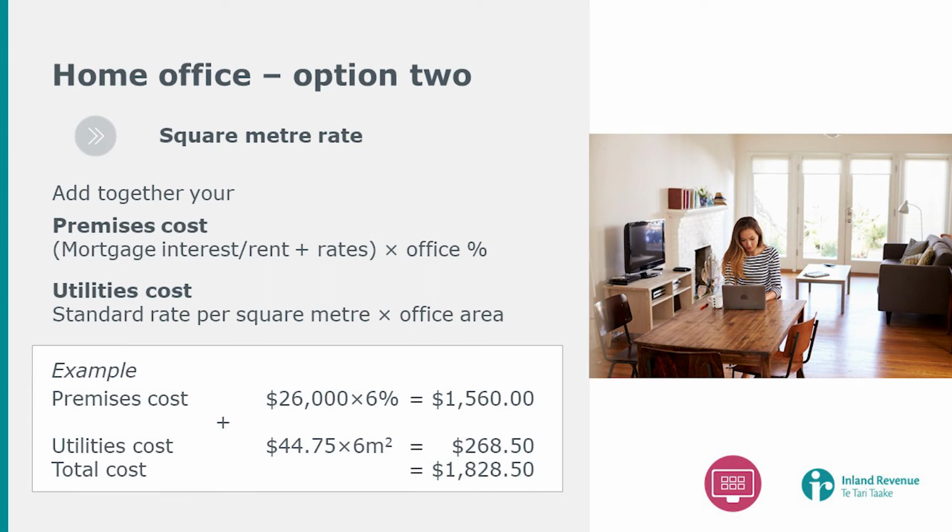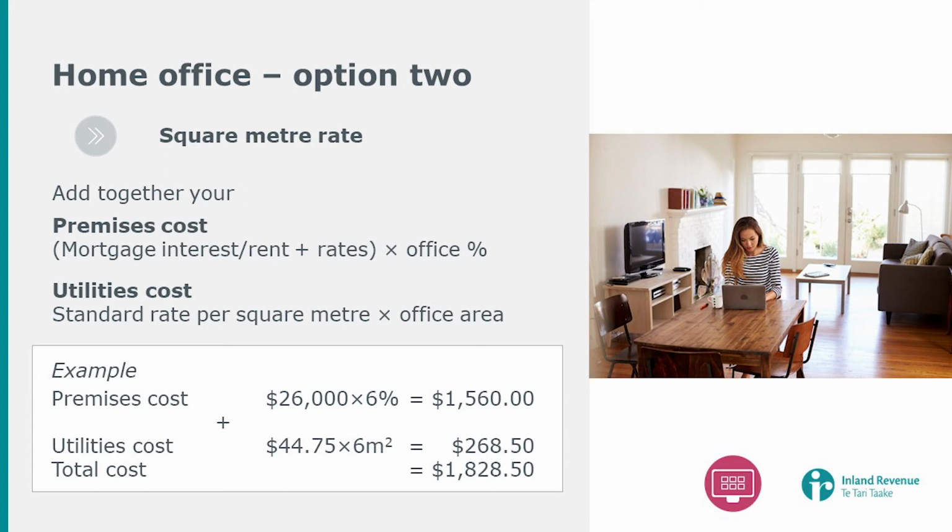We still need to determine your premises costs as these depend on your own situation. IR have determined a utility cost set rate that you can apply instead of keeping all your receipts and invoices. The premises cost is determined by adding together your mortgage interest or rent cost plus rates. We then multiply this figure by the percentage area of the home office.